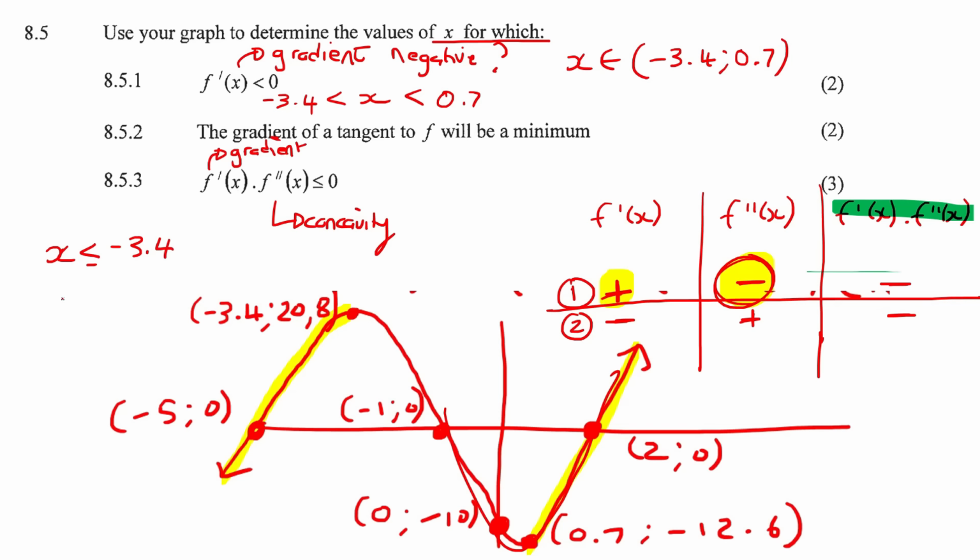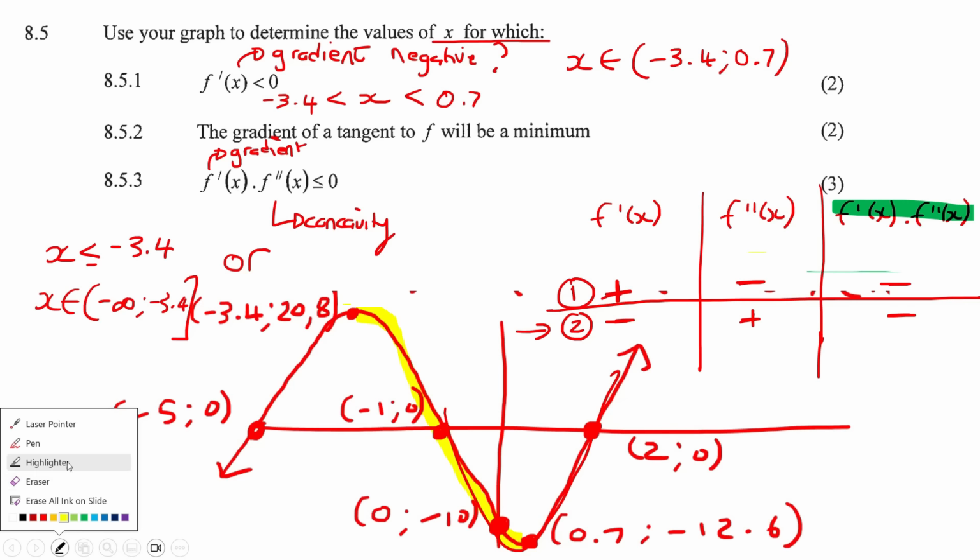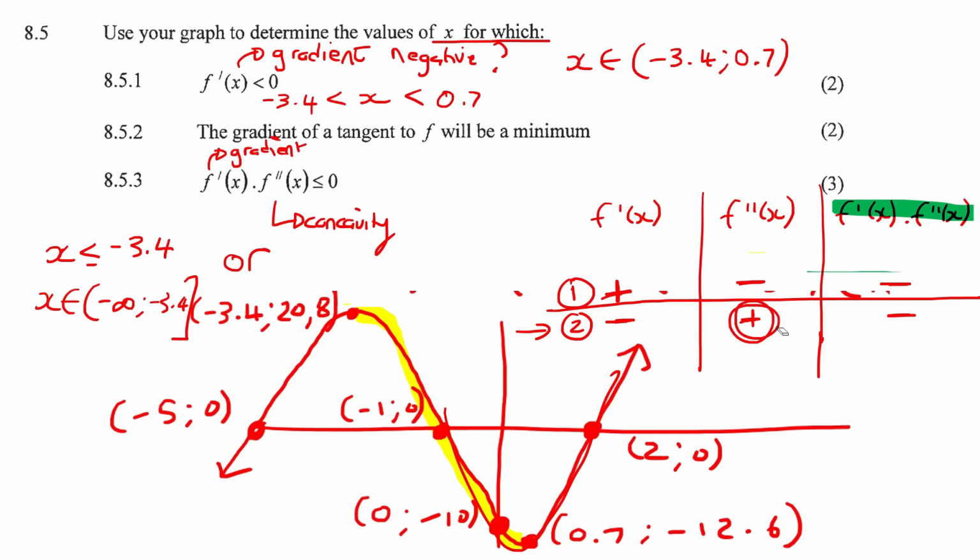If you wanted to use interval notation, you could say x is an element from negative infinity up to negative 3.4 with the square bracket. Now we're going to say or, because now we need to see if we could also get some answers from our second possibility. In our second possibility, the gradient must be negative. Here the gradient is negative from turning point to turning point. And they want it to be a smiley face area.